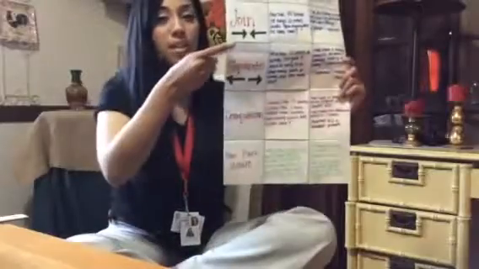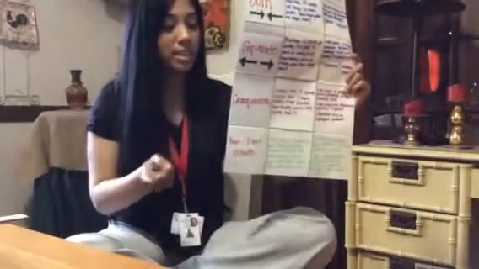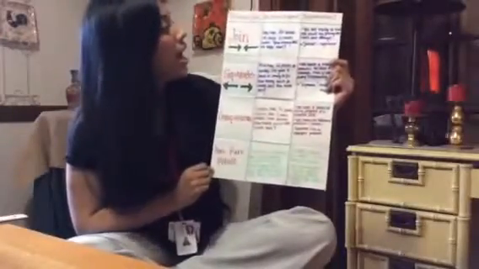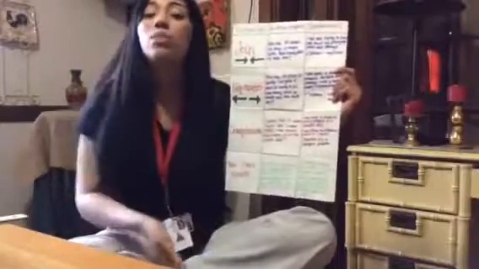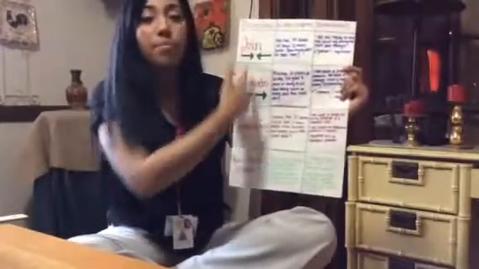So, our different problem types are join, separate, comparison, and part whole. I made this pretty neat hanging chart which lists the problem types, an example of each, and an explanation as to why it is called that problem type. So let's go ahead and look at our first one.